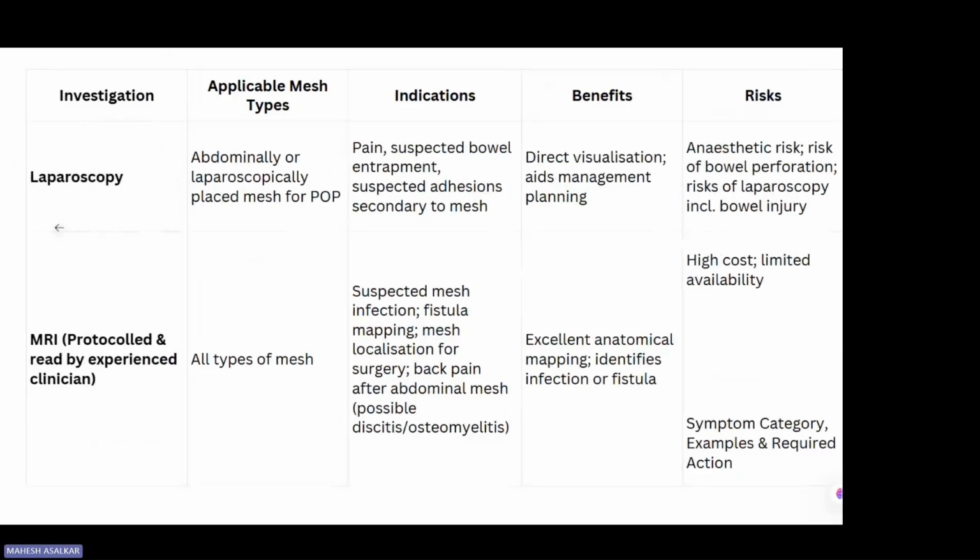Now the laparoscopy as an investigation in cases of mesh complication, it is applicable for mesh types which are done abdominally or laparoscopically placed mesh for pelvic organ prolapse. If the patient presents with pain or suspected bowel entrapment, suspected adhesion secondary to mesh. So if these bowel related symptoms are there following the mesh surgery, you have to select the laparoscopy. And the benefit is that direct visualization is there. It aids in the management planning also.